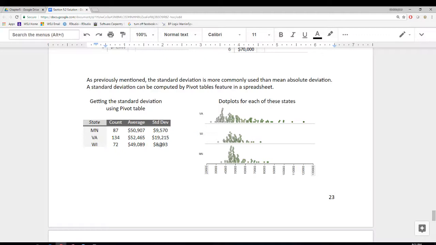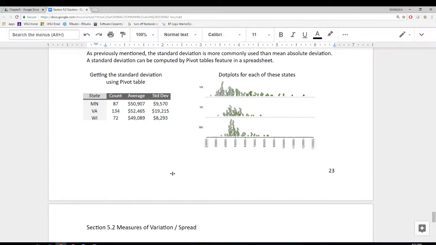And if we want to compare those values, Wisconsin has a standard deviation, which is again the average distance to the middle, of about $8,000. Whereas Virginia has an average distance to the middle of almost $20,000, or a little over $19,000. So the measurements in Virginia are a lot more spread out than the measurements in Wisconsin. And again, that was the income disparity thing that we talked about in the last section. So the income disparity is much higher in Virginia than it is in Wisconsin or even Minnesota.